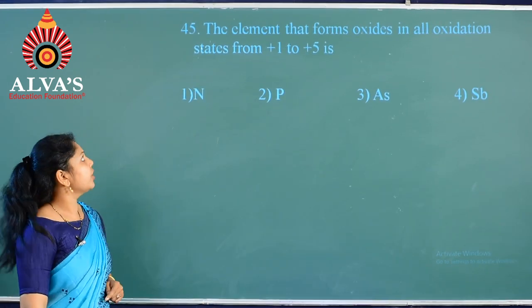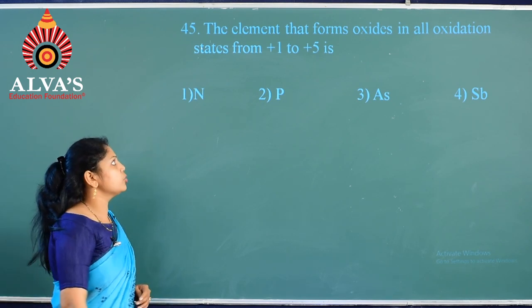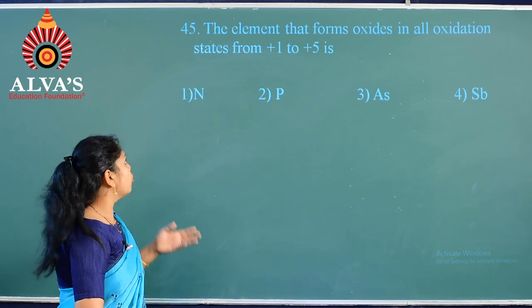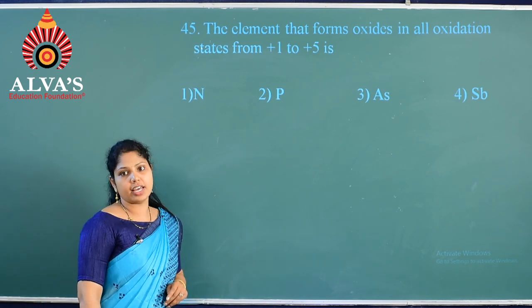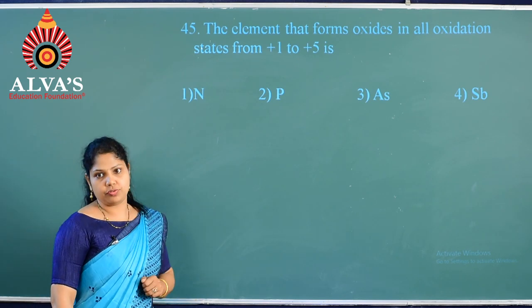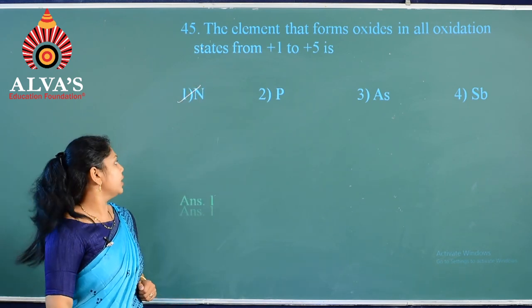Question number 45. The element that forms oxides in all oxidation states from plus 1 to plus 5 is? If you observe, these are group 15 elements. So, nitrogen is the only element that can exhibit all the oxidation states from plus 1 to plus 5. Hence, the correct option is option number 1.